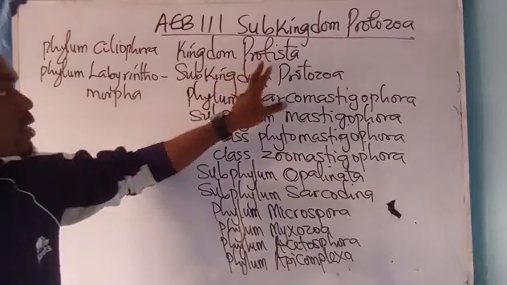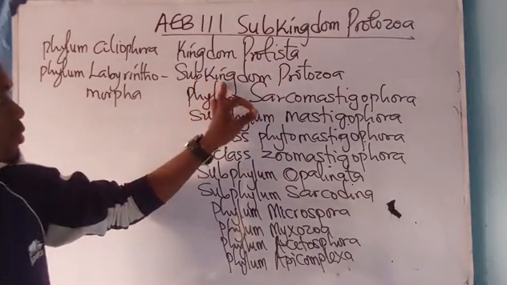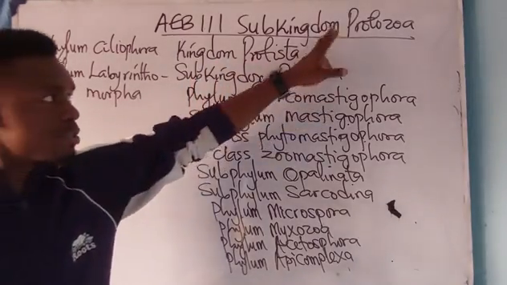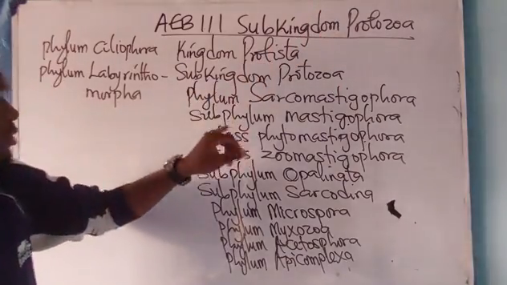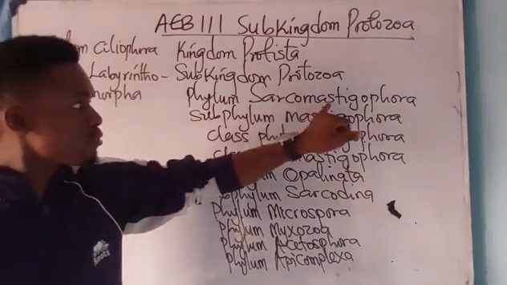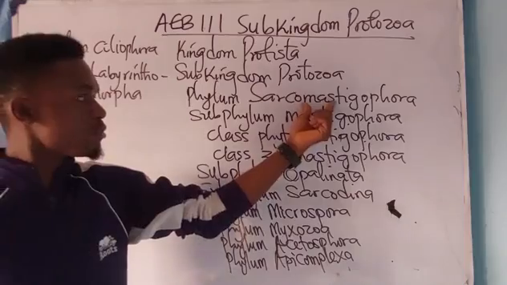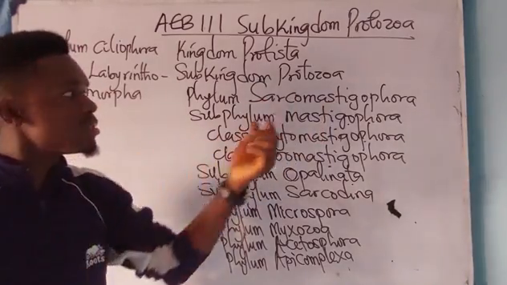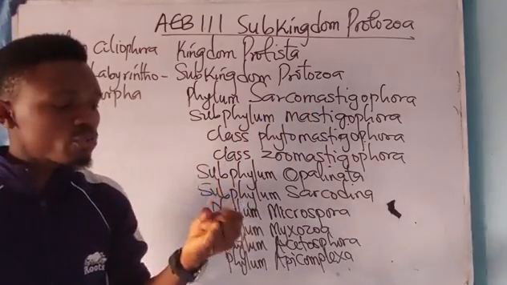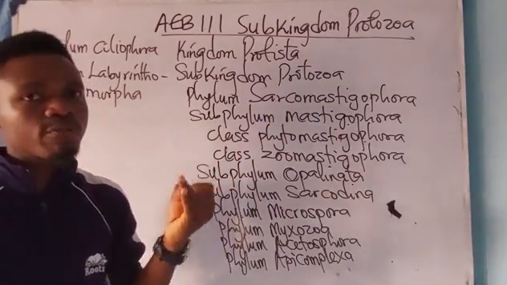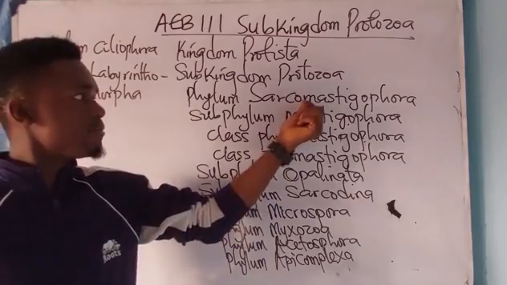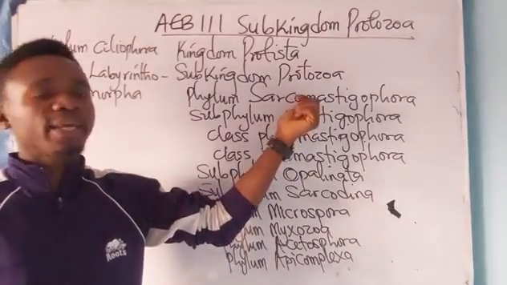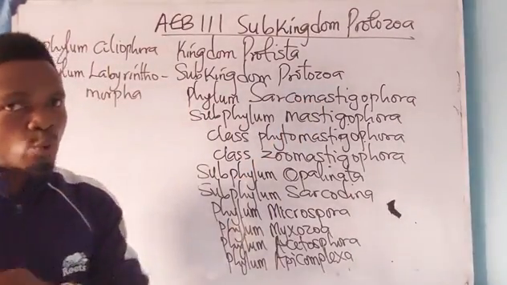You have the kingdom as Protista. You have the subkingdom as what, Protozoa, which is actually what we are discussing now. You now have Phylum Sarcomastigophora. The Sarcomastigophora is a phylum that houses organisms that use flagella and pseudopodia for what? Locomotion. They possess flagella and pseudopodia for what? Locomotion.